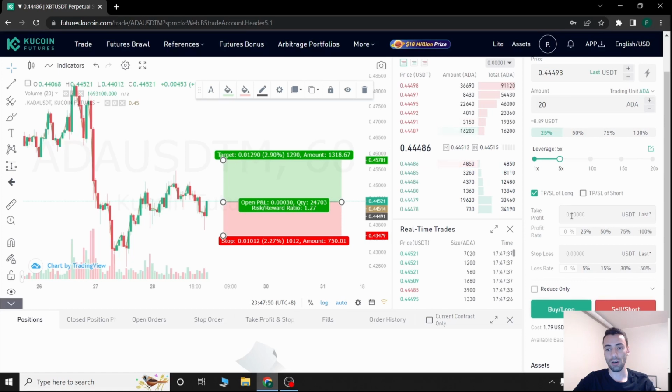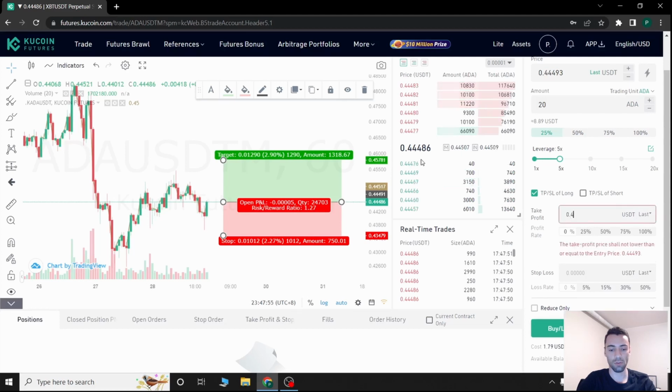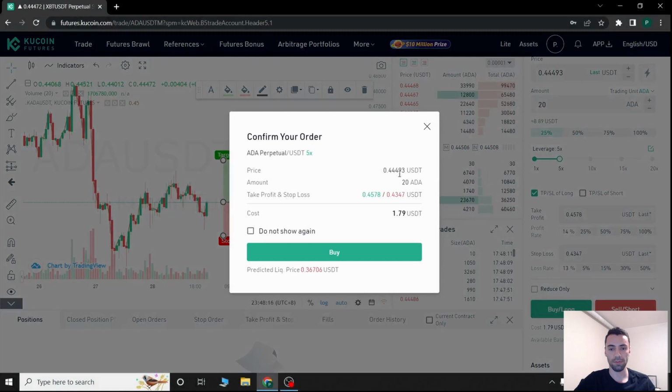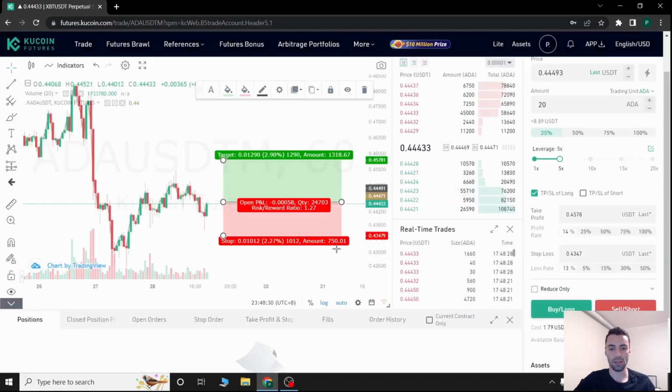For example, we want to take our profit at 0.4578, and our stop loss will be at 0.4347. As I said, it's almost the same as Binance, and we click on buy. Here we should confirm the order: at this price, amount 20 ADA, this is our take profit target and this is our stop loss, and it costs us 1.8 USDT, and buy.